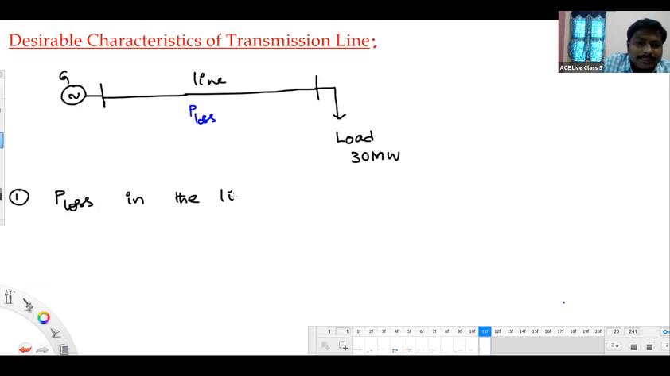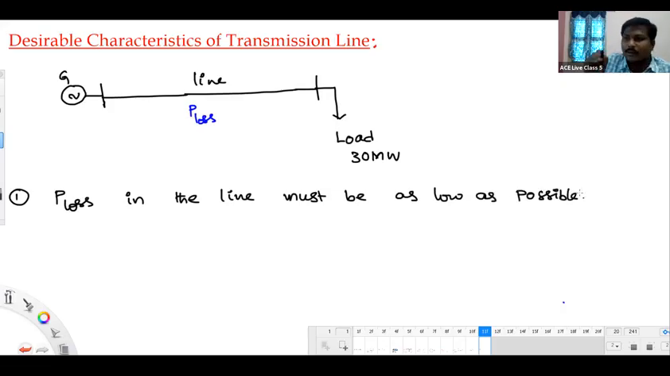must be as low as possible. It should be very, very low. We have to maintain minimum power loss.